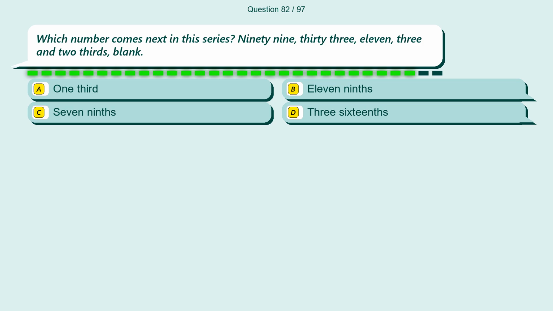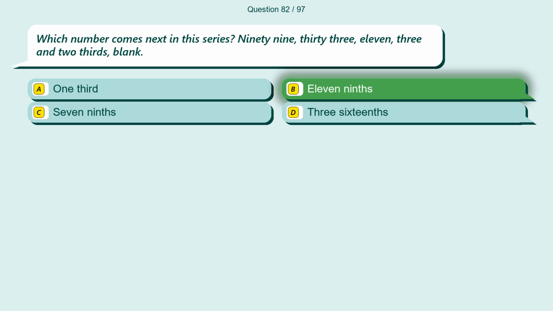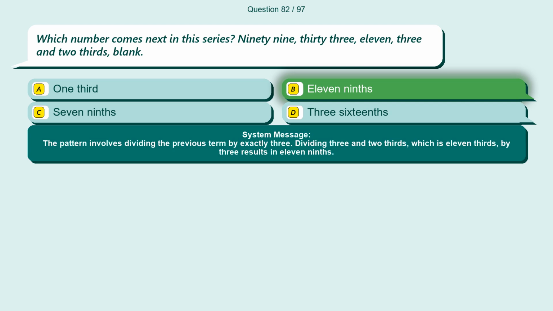Question 82. Which number comes next in this series? 99, 33, 11, 3 and 2/3, blank. Option A, 1/3. Option B, 11/9. Option C, 7/9. Option D, 3/16. The correct answer is option B, 11/9. The pattern involves dividing the previous term by exactly 3. Dividing 3 and 2/3, which is 11/3, by 3 results in 11/9.